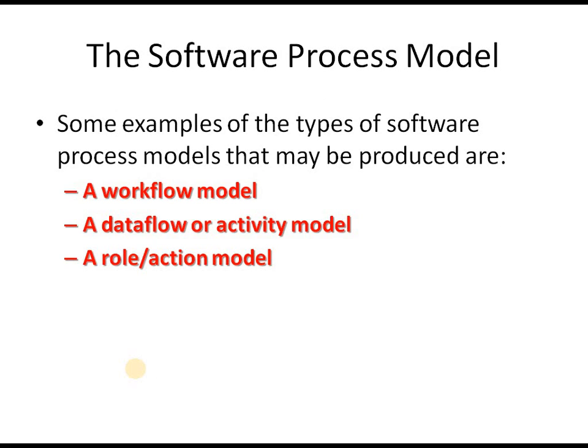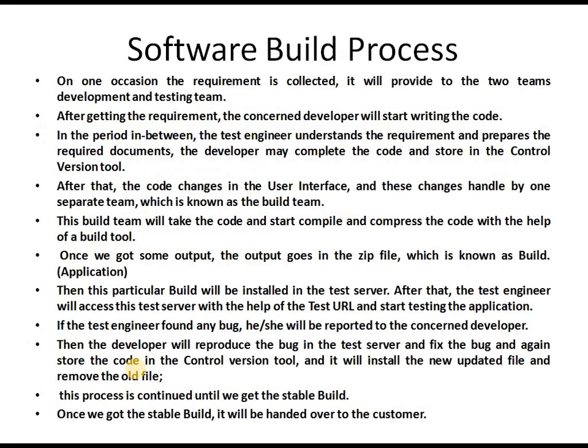We have listed the process models which are used to design a project. Some examples of software process models may produce a workflow model, data flow or activity model, and role action model. We have already covered this topic in the software engineering portion, so we will not discuss it in detail here.